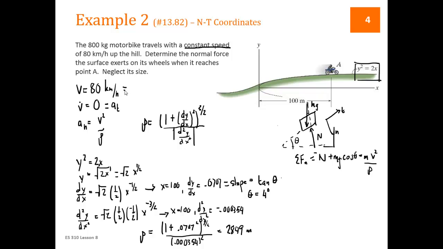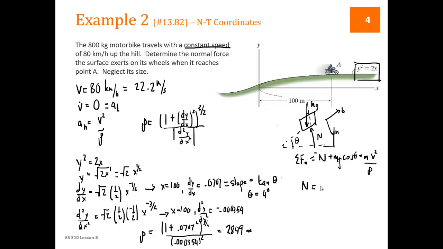We need to convert that, which we can do. We need that in meters per second, because that's what the g is in, right? Alright, so we should have all the parts we need now. So N is what we're trying to find. Determine the normal force the surface exerts on the wheels.